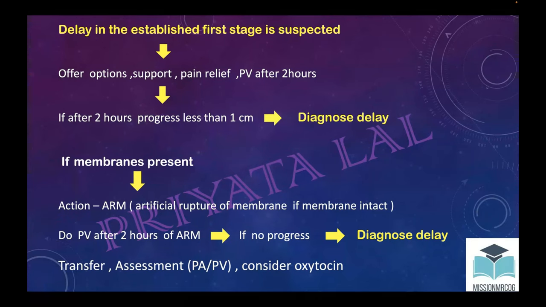The second set of patients, where membranes are there: you do ARM and after 2 hours again do PV. If there is no progress, then again you diagnose delay. Okay, thank you.